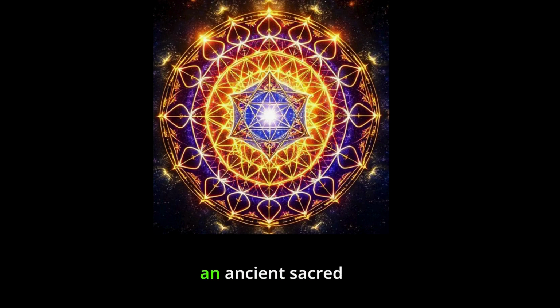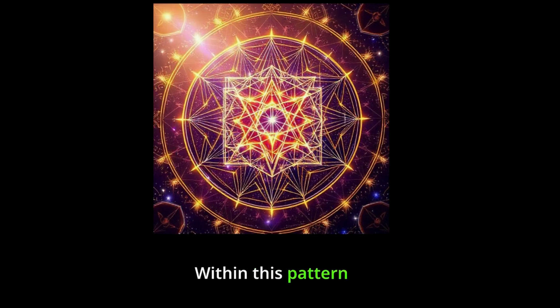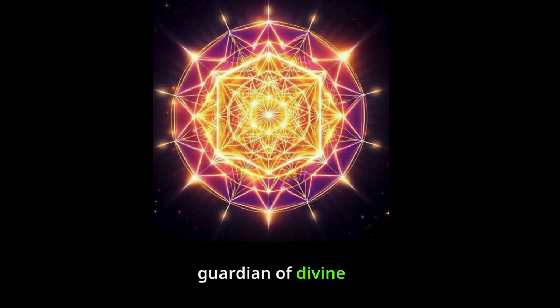The flower of life is an ancient, sacred geometric pattern that represents the interconnectedness of all life and the blueprint of creation itself. Within this pattern lies the shape of Metatron's cube, a symbol associated with the archangel Metatron, guardian of divine wisdom and the cosmic blueprint.